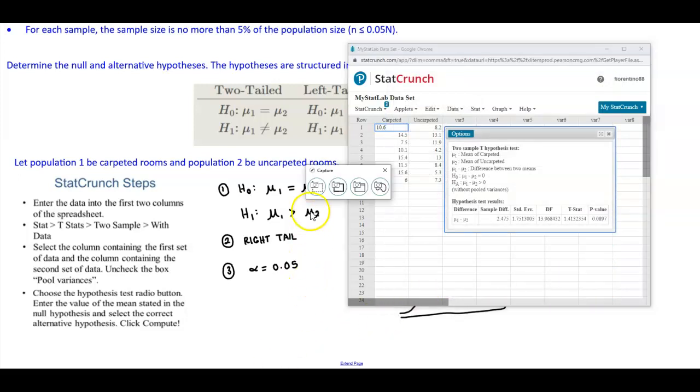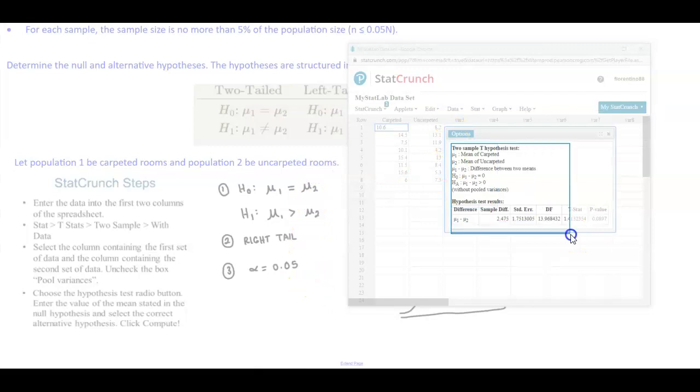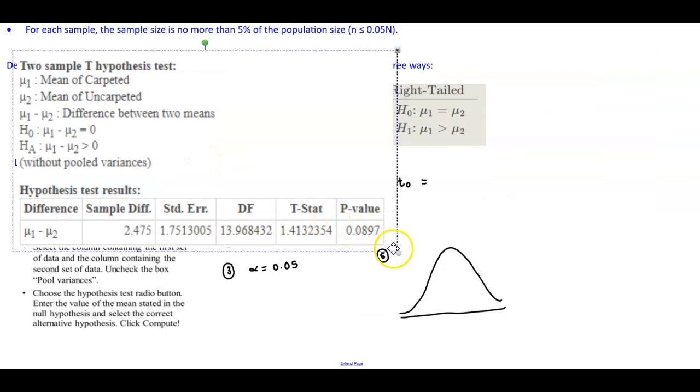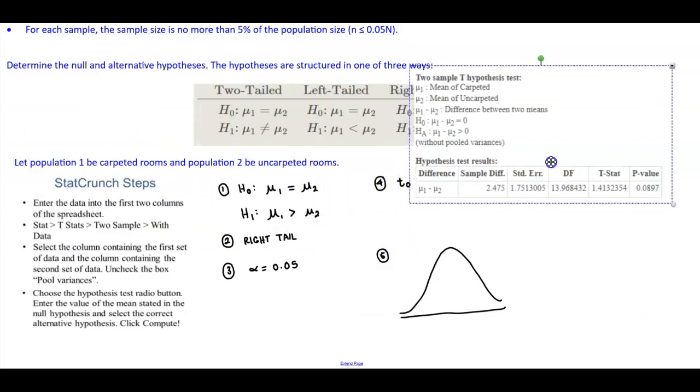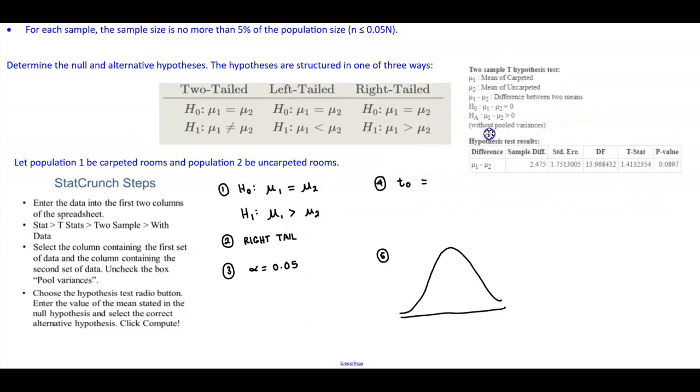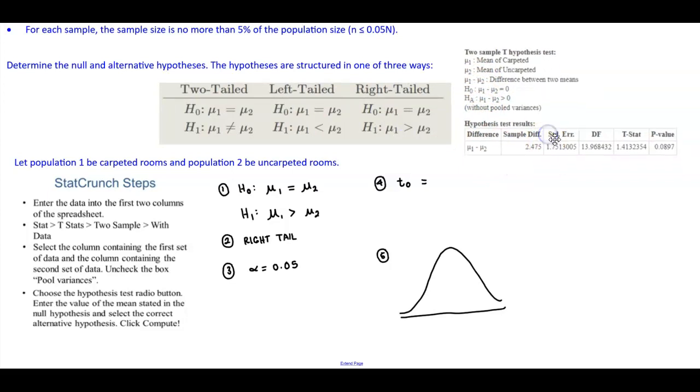Now let's go ahead and copy this information so we can analyze the data from StatCrunch. Again, we can see here in the data that we have the sample difference, the standard error, the degrees of freedom, and the test statistic. Well, what is the test statistic? The test statistic that we get from StatCrunch is 1.41.